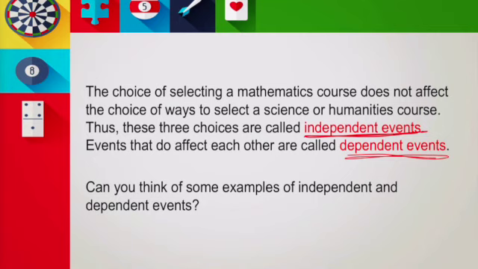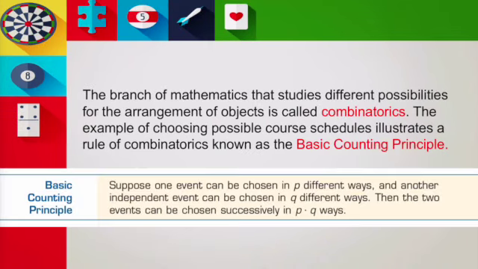So if I'm talking about the probability of picking 2 aces from a deck of cards, the probability of picking 1 ace is 4 out of 52. But if I don't put that one back, the probability of picking the second ace isn't 4 out of 52 because I pulled out an ace already. So, good example of dependent events: when you pick something and don't put it back, the probability of picking the next one changes. The branch of math that studies different possibilities for the arrangement of objects is called combinatorics.